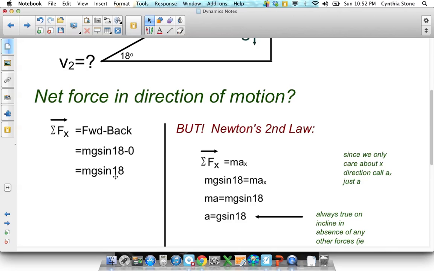Then we're going, okay, well, we can't solve for that because we don't know mass. But here's the thing. We also know that in the x direction, the acceleration in the x direction times its mass, Newton's second law, is equal to the net force. So then you can say mg sine 18 equals max, where ax is the acceleration in the direction down the hill. The m's cancel. So g sine 18 is equal to my acceleration in the x direction.